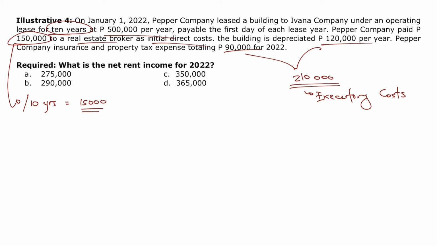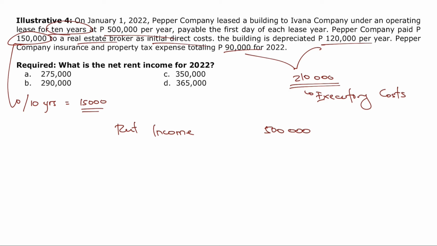Ngayon ganito, anong tanong? What is the rent income for 2022? So dito, meron tayong rent income which is equal to 500,000 per year. Wala naman sinabi na hindi pare-pareho yung bayaran every year. Therefore, kung walang sinabing ganun, we'll assume na yung 500, yan na yung income per year.